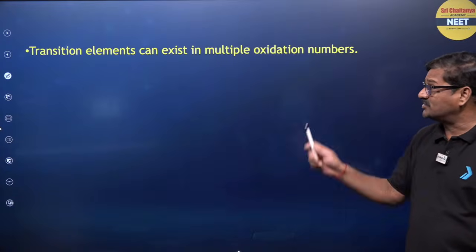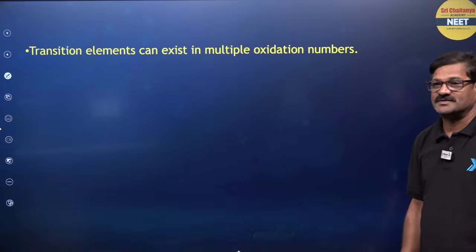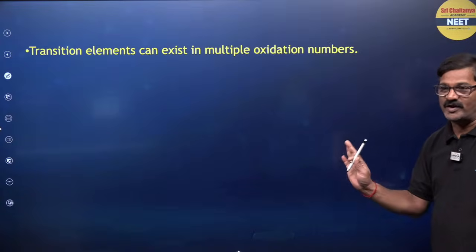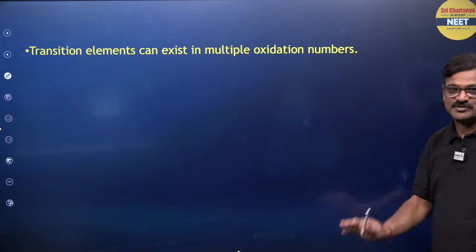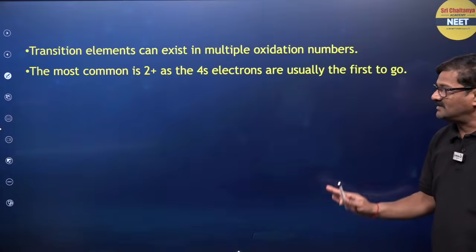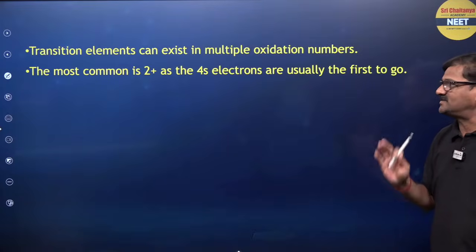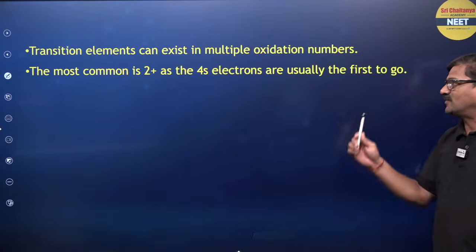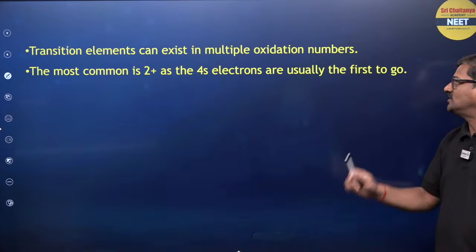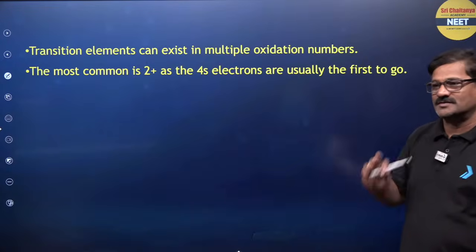And you can say transition elements can exhibit multiple oxidation numbers. These points can give you statement based questions. And the most common oxidation state is +2, as the 4s electrons are usually the first to go out.